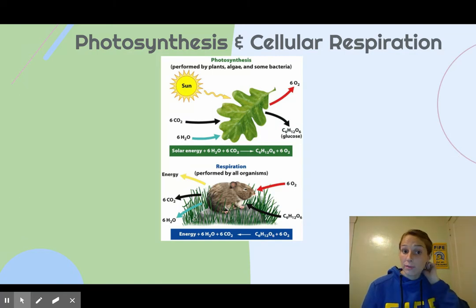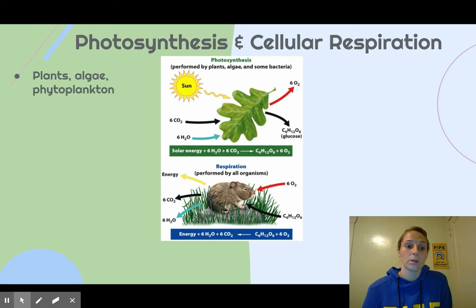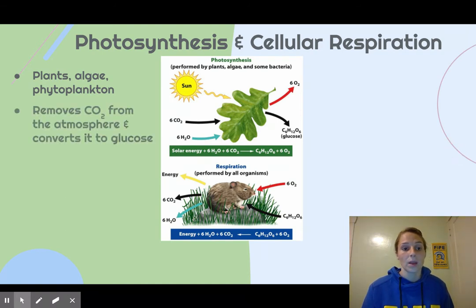Now, one of the main drivers in the exchange of carbon in this cycle is photosynthesis and cellular respiration. Any organism that does photosynthesis, it's going to be plants, algae, and phytoplankton. What photosynthesis does is it removes carbon dioxide from the atmosphere and converts it to glucose. If you look at the equation here for photosynthesis, you've got carbon dioxide becoming glucose through this process. Or at least that's where the carbon's going in this.